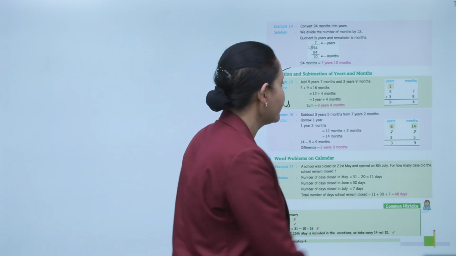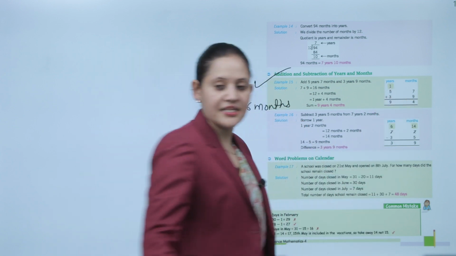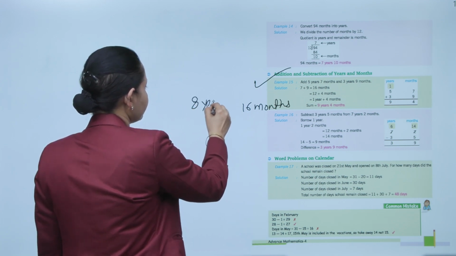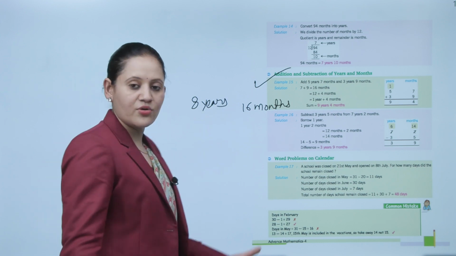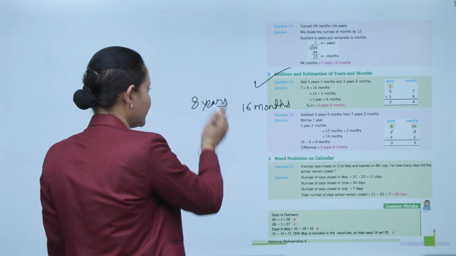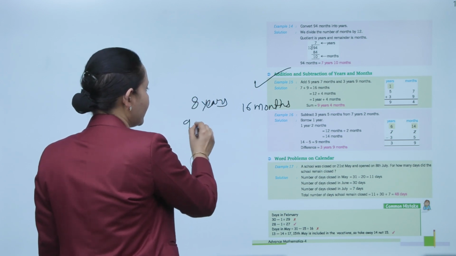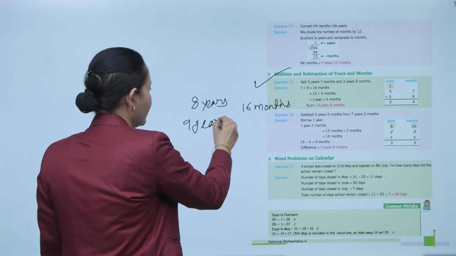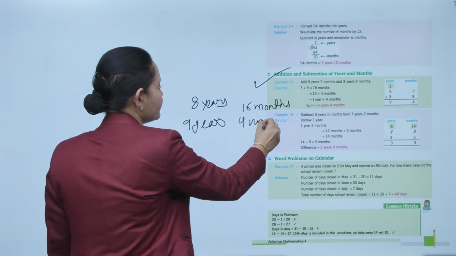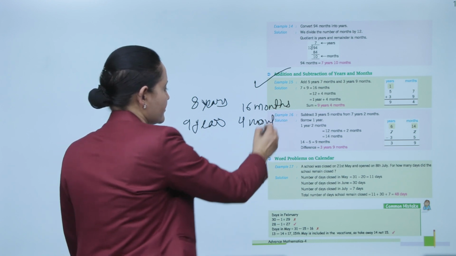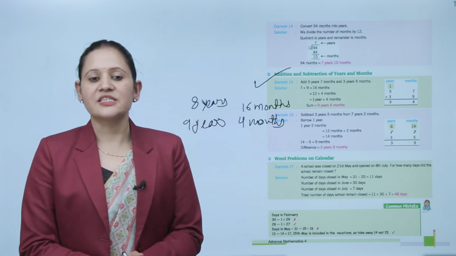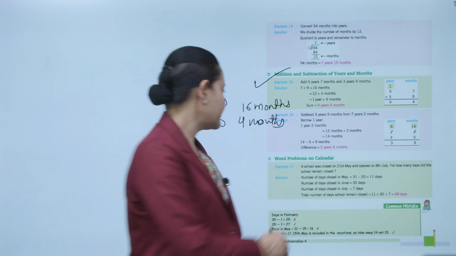Now, years, 5 plus 3, that is 8 years. Now, we know, in 1 year, there are 12 months. 1 year यहाँ से हटा देंगे, यहाँ पे ऐड कर देंगे, तो 9 years and 12 months यहाँ से रिमूव किए, so 4 months. Clear? Next is word problem on calendar.